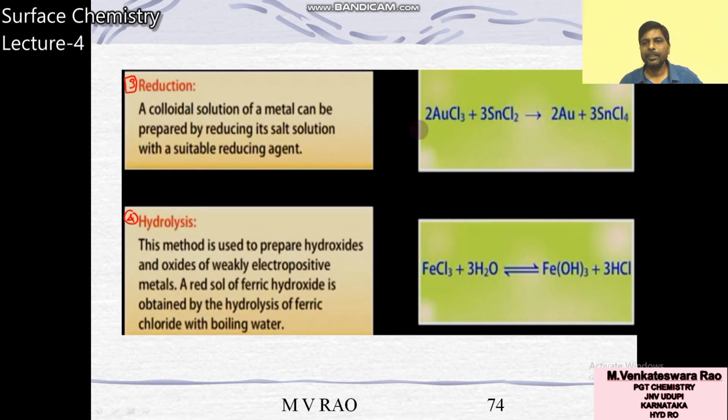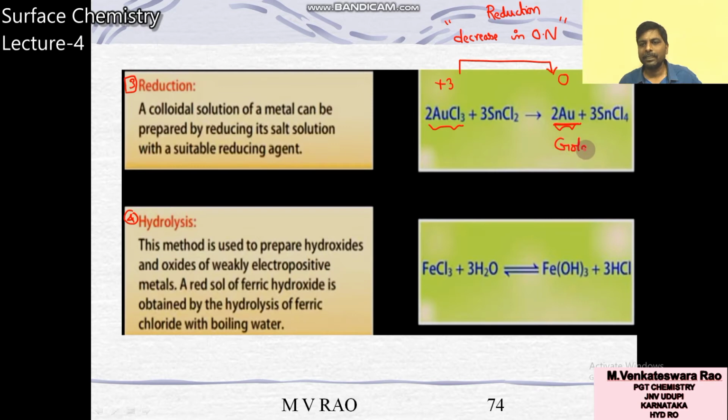Reduction. You can see here AuCl3 is converted into Au. In AuCl3, what is the oxidation number of gold? Plus 3. Here the oxidation number of gold is 0. Plus 3 is converted into 0. That means a decrease in oxidation number. The reaction with a decrease in oxidation number is called reduction. So it is a reduction process in which this gold sol is formed.